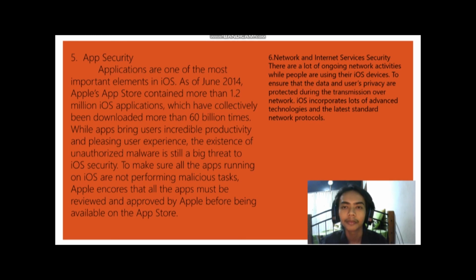Number 6. Network and Internet Services Security. There are a lot of ongoing network activities while people are using their iOS devices. To ensure that the data and user privacy are protected during transmission over the network, iOS incorporates a lot of advanced technology and the latest standard network protocols.